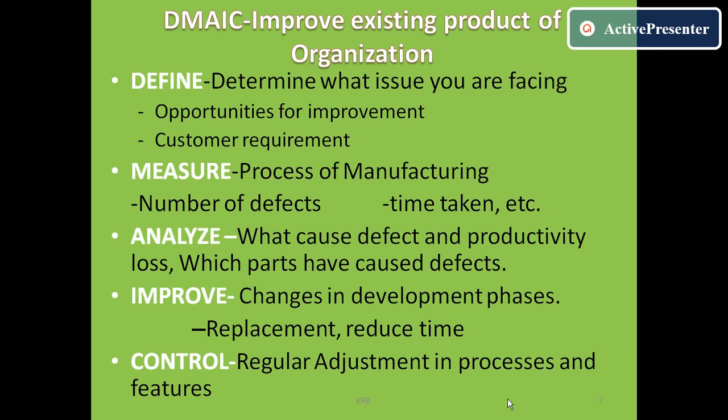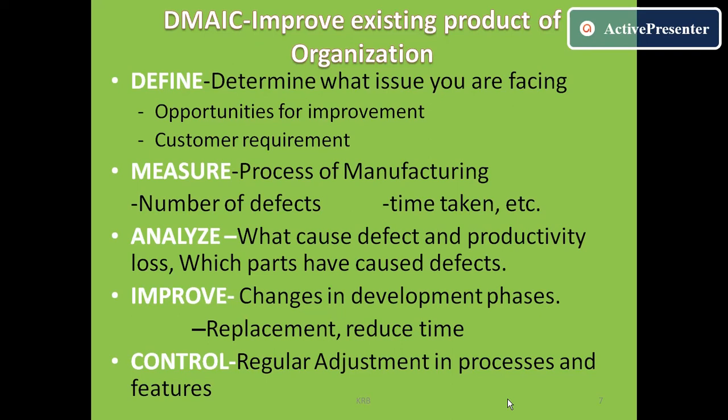So it consists of five main topics. First is define. In the define phase, it is used to determine what issue you are facing, then opportunities for improvement, that is where are the opportunities that we can achieve the 99.9% quality of the product, customer requirement. Which customer requirement? Already we have taken the customer requirement when we were building the previous model or the product. So those customer requirements are redefined.